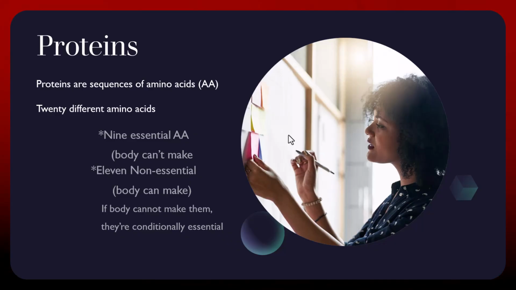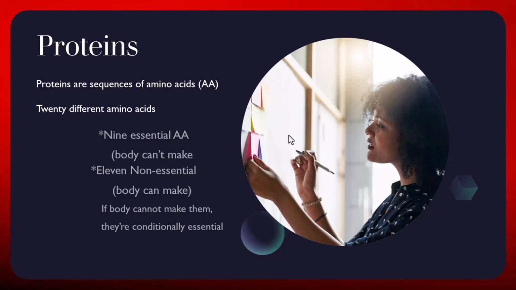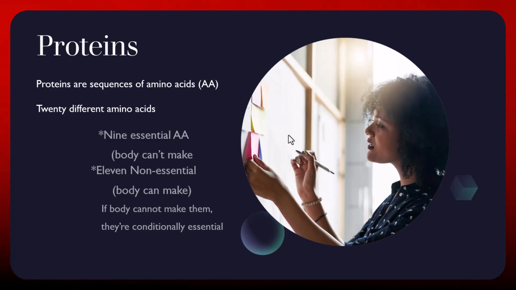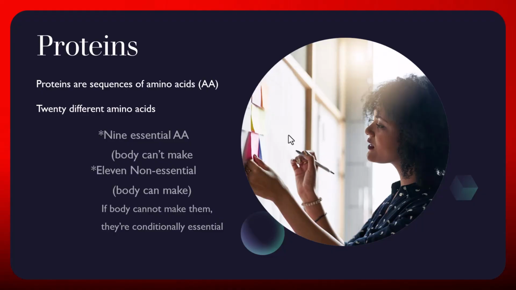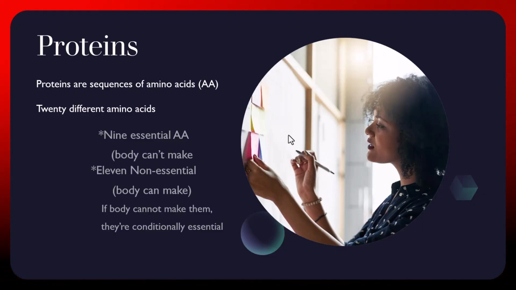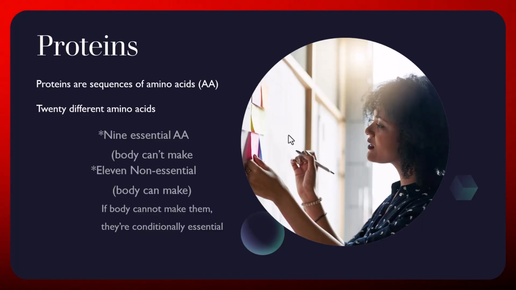Proteins are sequences of amino acids. Sometimes you will see amino acids abbreviated AA. As we discussed, there are 20 different amino acids. 9 of them are essential amino acids, meaning the body cannot make them. 11 are non-essential amino acids, and the body can make those. So, essential amino acids must be obtained from the diet, since the body cannot make them.